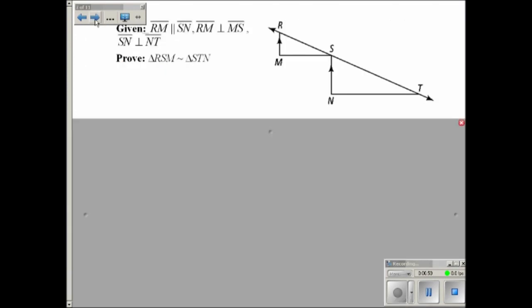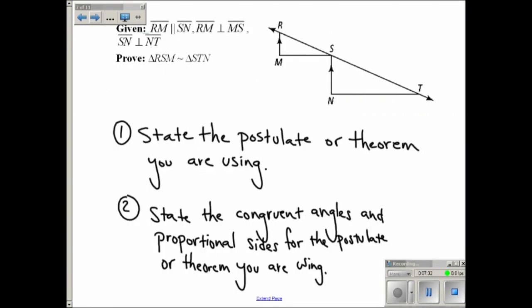Okay, moving on. In your proof, you must state the postulate or the theorem that you're using, whether it be angle, angle, side, side, side, or side, angle, side. You must also state the congruent angles or proportional sides for the postulate or theorem that you're using. So if you're using angle, angle, you have to tell me which two angles are congruent. If you're using side, side, side, you need to tell me why all the sides are proportional. Now, you can do that in a two-column proof, in a paragraph, or in a flow chart, whatever you would like.